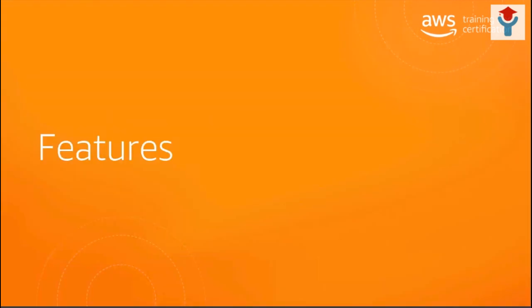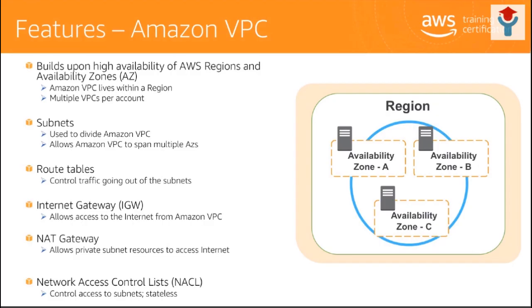Let's take a look at the features of Amazon Virtual Private Cloud, VPC. Amazon VPC builds upon the AWS global infrastructure of regions and availability zones, or AZs, and allows you to easily take advantage of the high availability provided by the AWS cloud. Amazon VPCs live within regions and can span across multiple AZs. Each AWS account can create multiple VPCs that can be used to segregate environments.